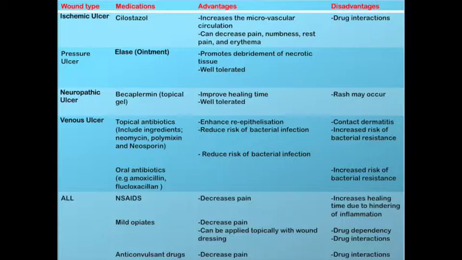However, a study found that the topical ointment Elase can be used to promote debridement of necrotic and purulent debris from skin ulcers. Neuropathic ulcers are wounds that occur primarily due to the loss of protective sensation in the feet and legs, rendering the patient unable to feel, for example, pain or vibration. This can be a result of a primary neurological condition, for example diabetes, or due to trauma or surgery.